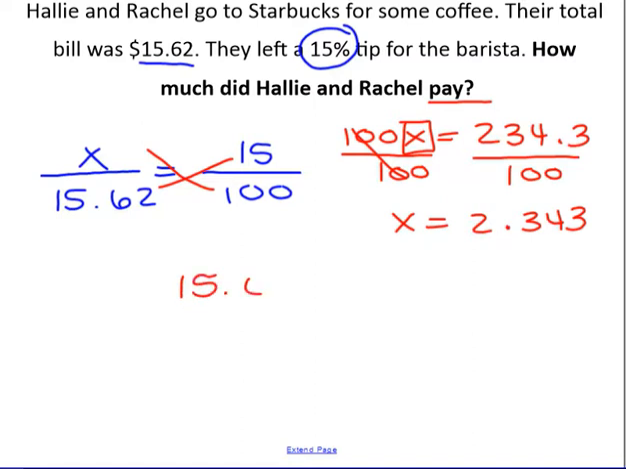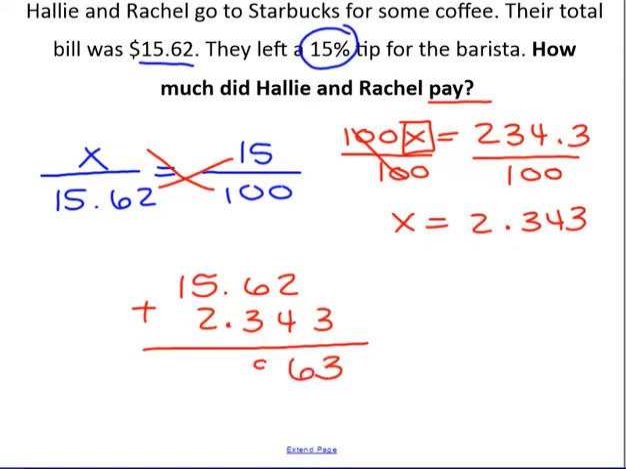So $15.62 plus 2.343. I'm going to add that up. And I get 17.963. Now that is not an acceptable way to write money because money can only go 2 spots after the decimal. So this 3 is going to tell this 6 to stay where it's at. So my total cost, including the tip, is $17.96.